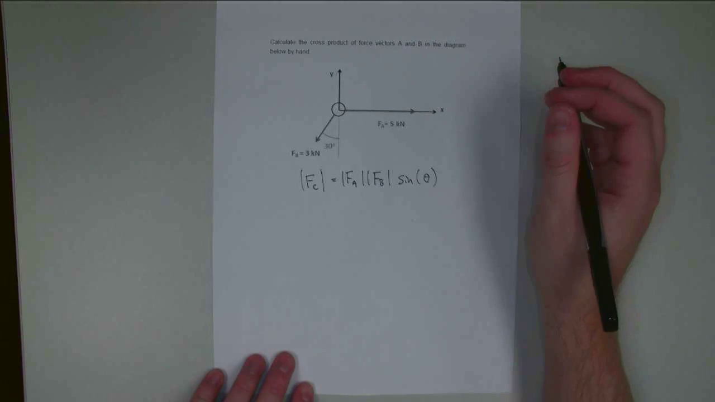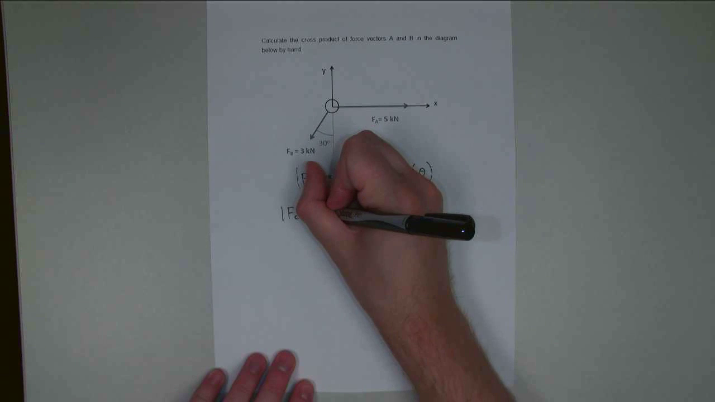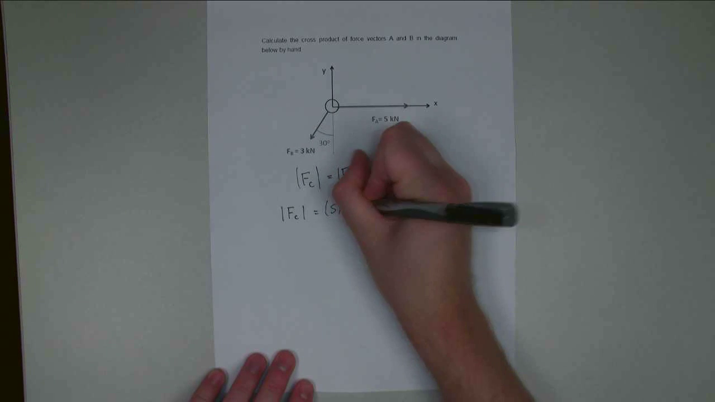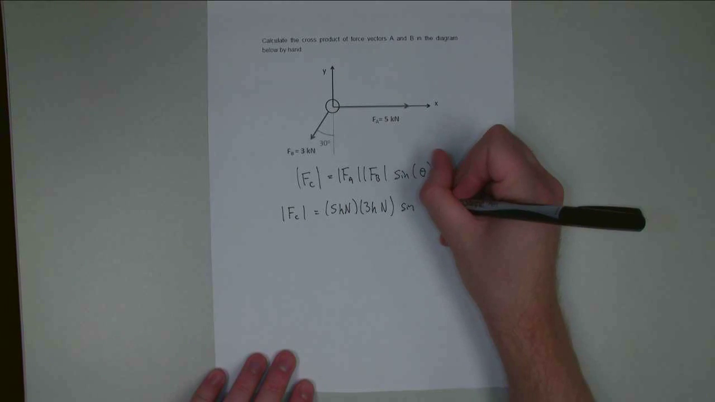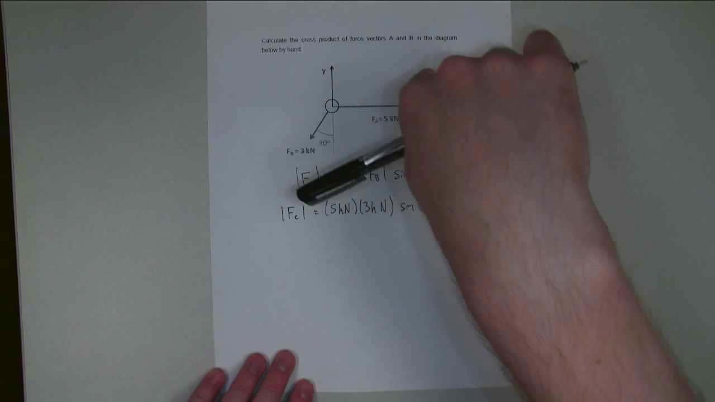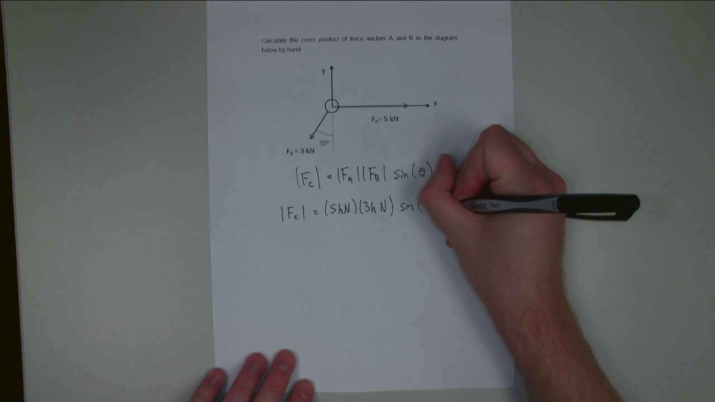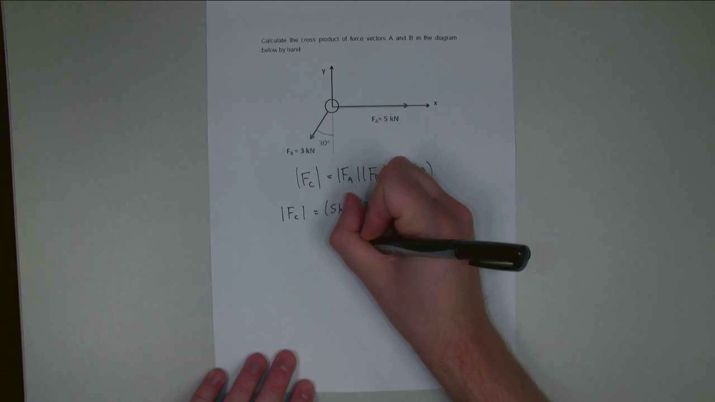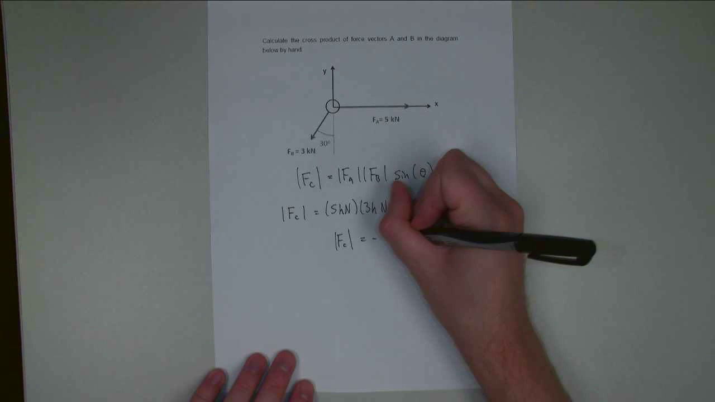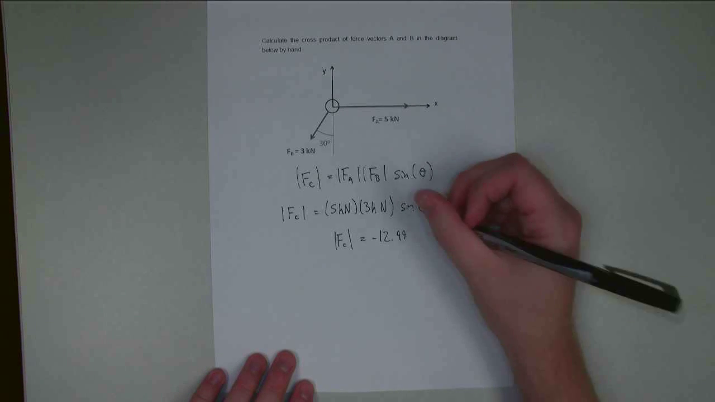angle between these two. Alright, so the magnitude of FC is going to be 5 kilonewtons times 3 kilonewtons times the sine, and this is measured from A backwards over to B. Since it's a clockwise rotation, that's going to be negative, so negative 120 degrees. Alright, so the magnitude of FC is going to be equal to negative 12.99, and the units is going to be kilonewtons squared.